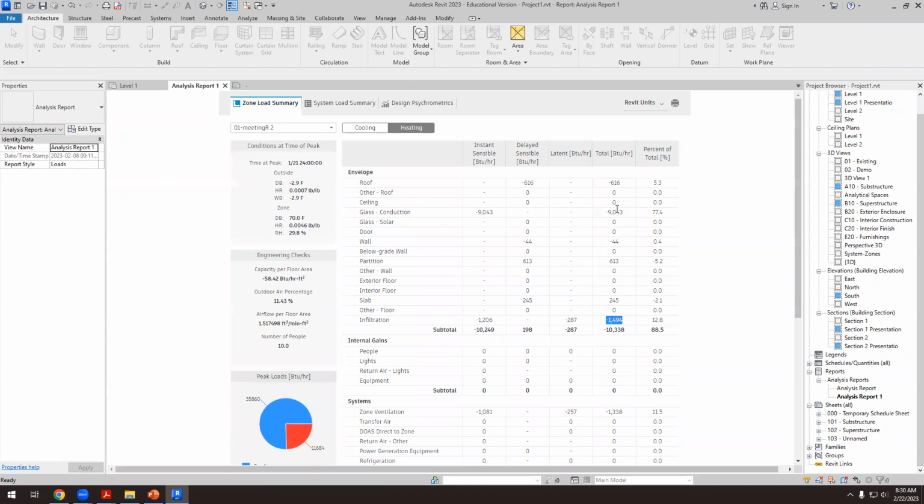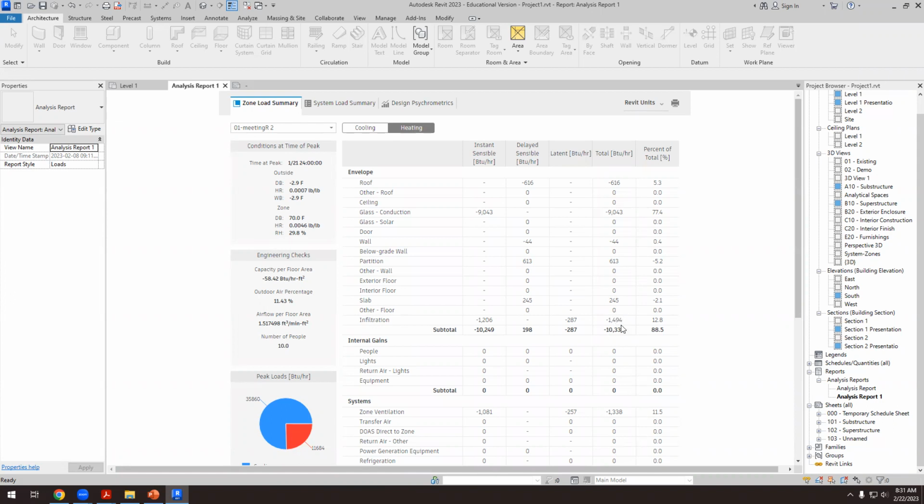It's the second highest. You see that we have 9,000 for the glass conduction, but the second highest is the infiltration load. We don't know what Revit does to calculate infiltration loads. Probably in the software they explain what they do and what formulas they use, but it's very difficult to understand what Revit does. So we just have to trust Revit on this number.